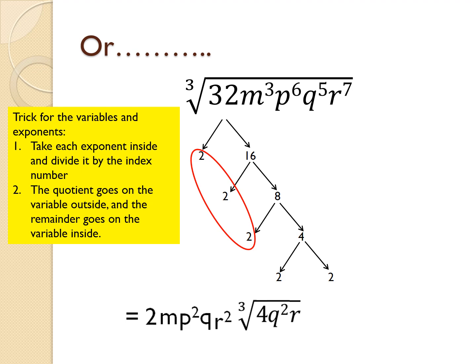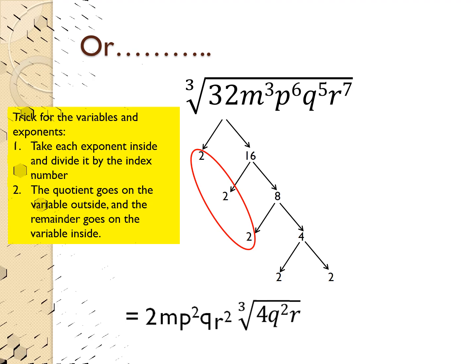Now, common question. What if I had something like x squared inside? Well, 3 doesn't go into 2 at all. So you would leave that on the inside. So if you have some number that the root doesn't even go into it, like 3 doesn't go into 2, then you just leave it alone and nothing gets to come outside there. Okay.